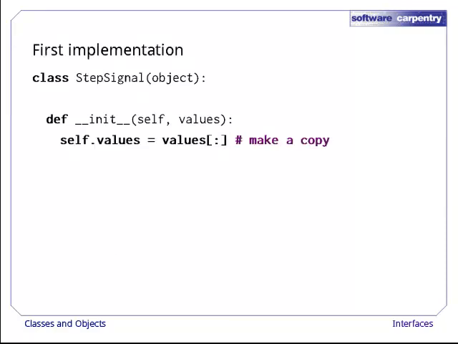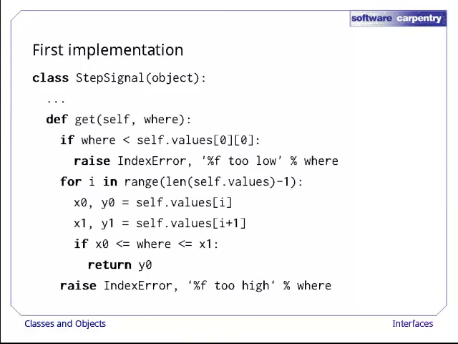Let's implement a step function first. We'll call the class stepSignal, and its constructor will store a copy of the xy samples in a member called self.values. Here's its get method. If the point we're supposed to sample is less than the lowest x coordinate we have, we raise an exception. We don't know enough to guess what the signal was at that point.